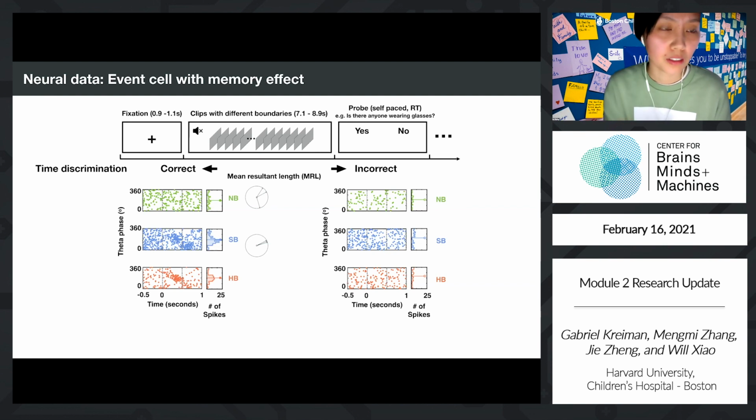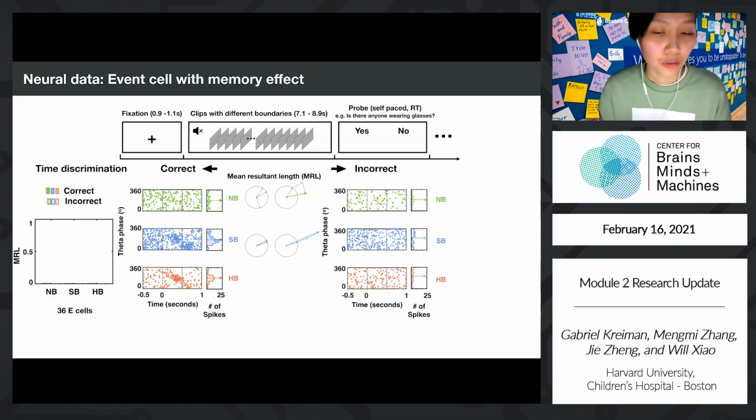If all the spikes tend to happen at a specific phase, as the bottom plot shows, we expect a very large mean resultant length, as the blue arrow shows here, compared to the case where there is firing at random phases, where we expect a shorter mean resultant length, as shown in green here. If we further quantify this phase clustering effect across all 36 event cells, we consistently see this modulation of spike activity in the correct trials for the soft and hard boundaries, but not for the incorrect trials, and also not for the no boundary conditions.